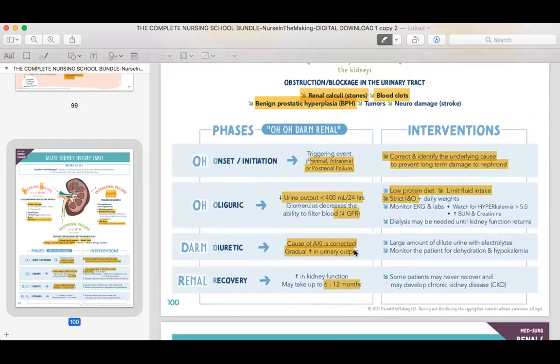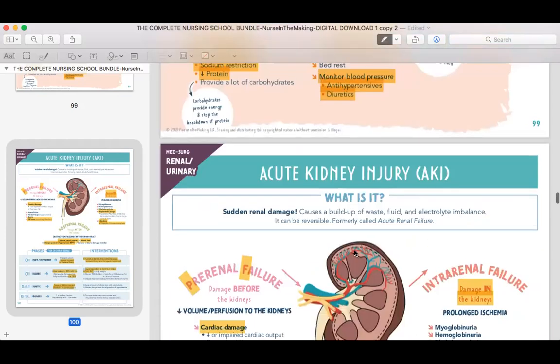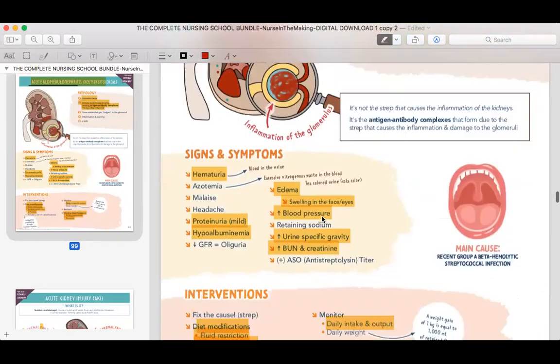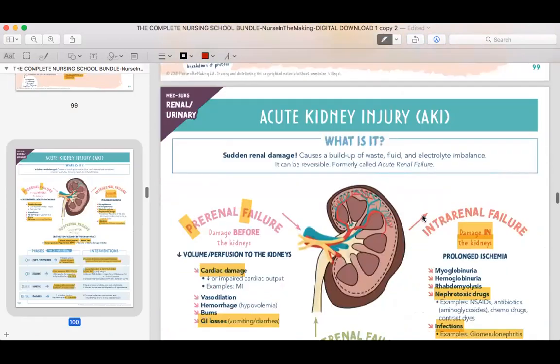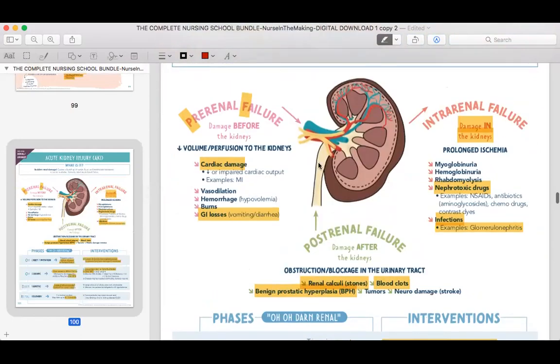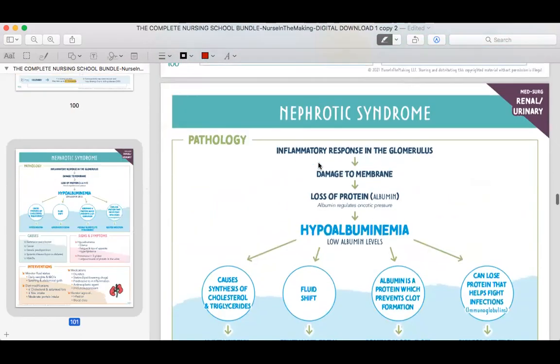I mean, it doesn't really show up on ATI. But you definitely got to know these signs and symptoms for glomerulonephritis: edema, hematuria, mild protein, swelling in the face, the edema in the face, and blood pressure is going to be elevated. You want to decrease your intake of protein, decrease sodium for sure, and monitor intake and output. So this is a nice to know, but not necessary for ATI right now.